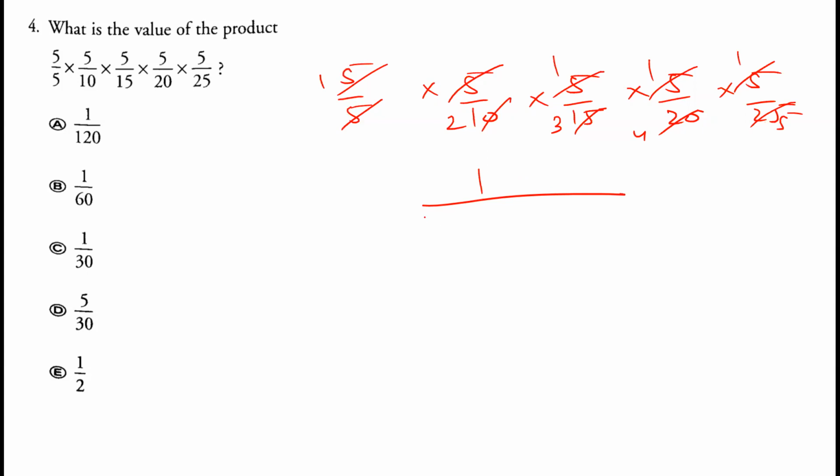So 1 over 2 multiplied by 3 multiplied by 4 multiplied by 5. So 5 fours are 20, 20 times 3 is 60, 60 times 2 is 120. So the expression would be 1 over 120. So the correct answer is A.